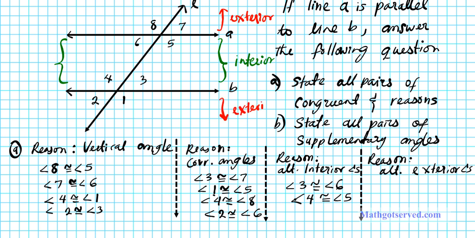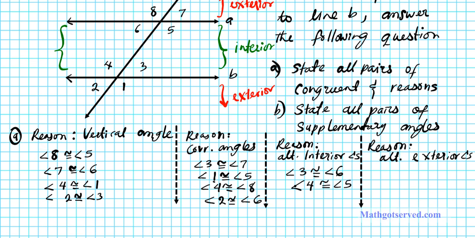So what are our exterior angles? 1, 2, 7, and 8 are our exterior angles. The angles on the opposite sides of the two points of intersection basically form your alternate exterior angles. So let's go ahead and write down what the alternate exterior angles are.